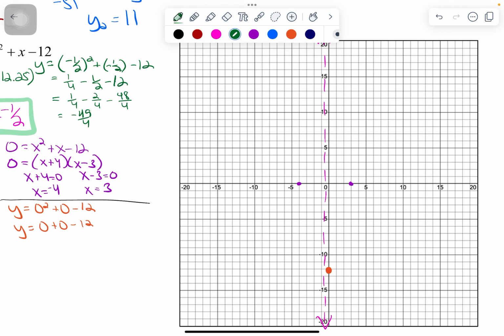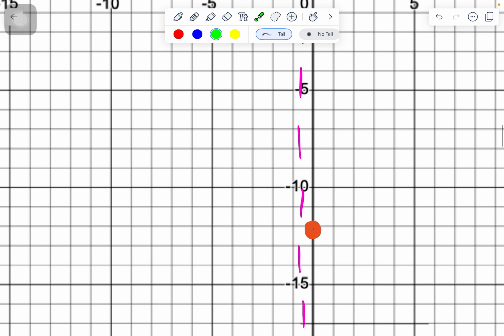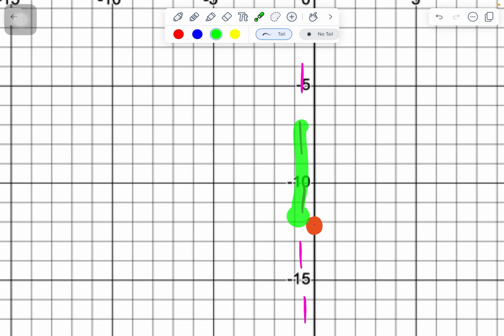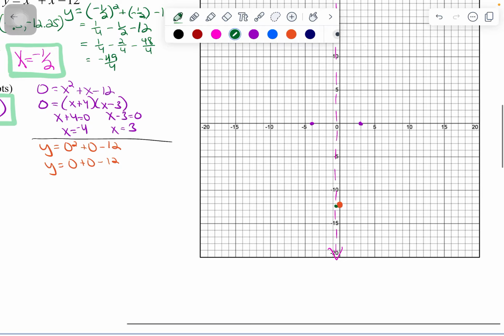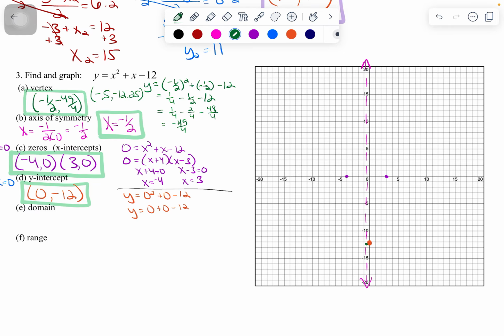And then my vertex is at x equals negative 1/2, so I'm already on the negative 1/2 here, and then y equals negative 12.25. So here's negative 12, and then 0.25 is basically a quarter of the way. It's super close to that negative 12, but not quite at half, right? So a quarter of the way. All right, anything else to graph? We've got the vertex, axis of symmetry, zeros.